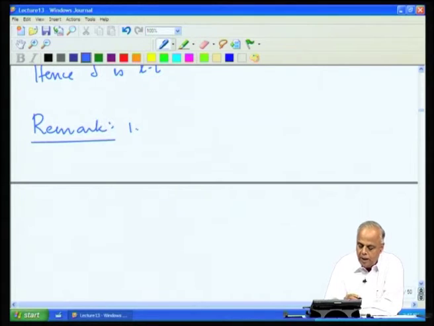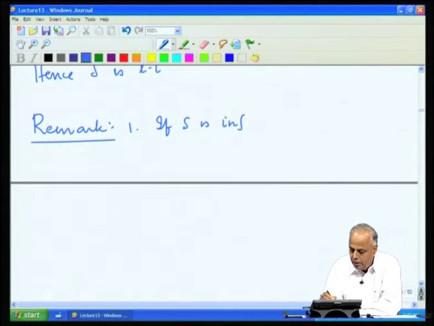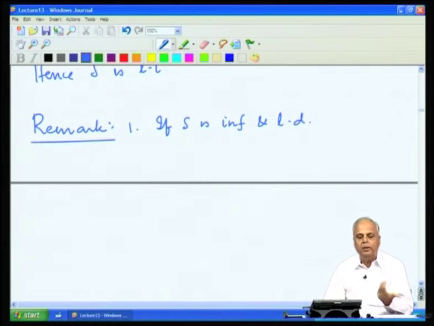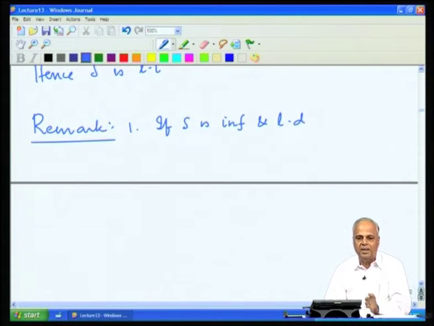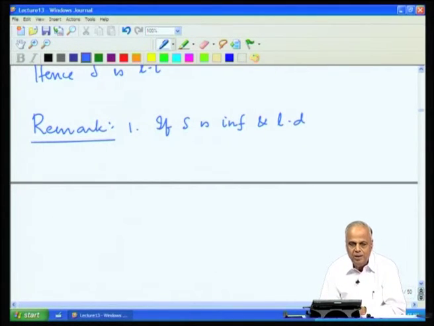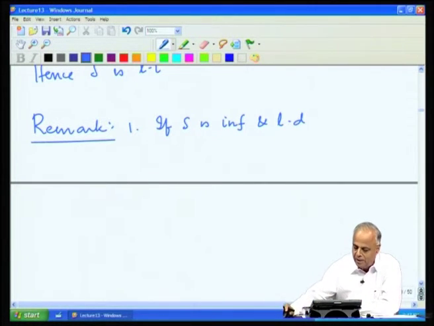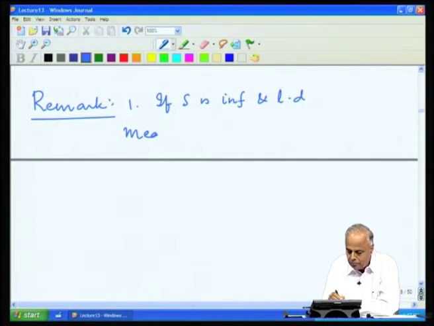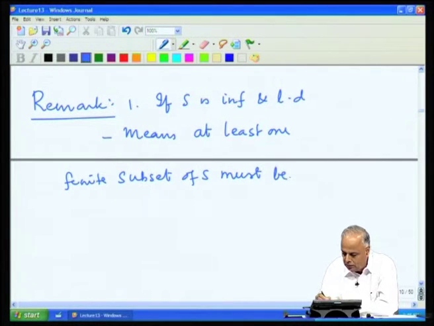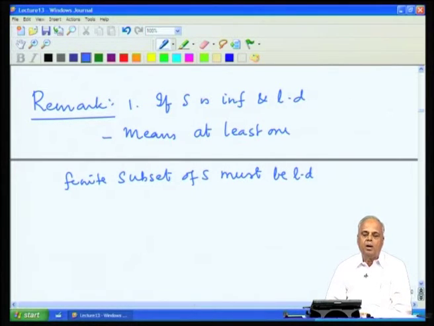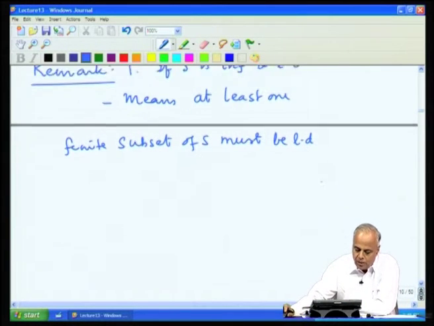we must note is that if S is infinite and linearly dependent, what do we mean by linearly dependent? If it is not linearly independent, it must be linearly dependent. Not linearly independent means what? Negation of linear independence. Linear independence means every finite subset is linearly independent. Negation means at least one finite subset will not be linearly independent. That means at least one finite subset of S must be linearly dependent. That is the important property of linear independence and linear dependence when we are talking about infinite sets.